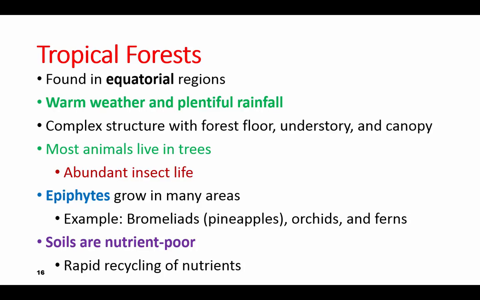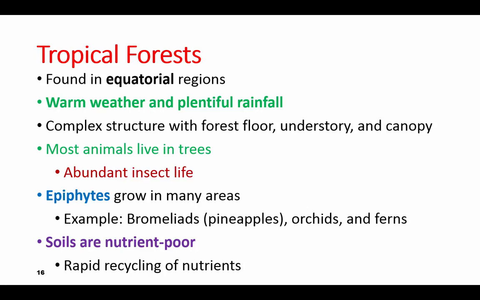Tropical rainforests are found around the equator, and they are the richest land biome. They have warm weather and plenty of rainfall. Most animals live in the trees. There's lots of insects. You've got epiphytes that grow. These are plants that attach themselves to the tree and they get their nourishment from the tree, like pineapples and bromeliads and orchids. The soil has no nutrients in it because nutrients are rapidly recycled.